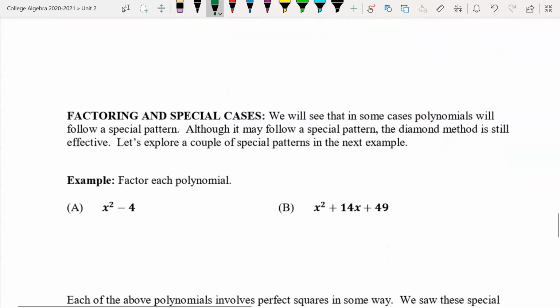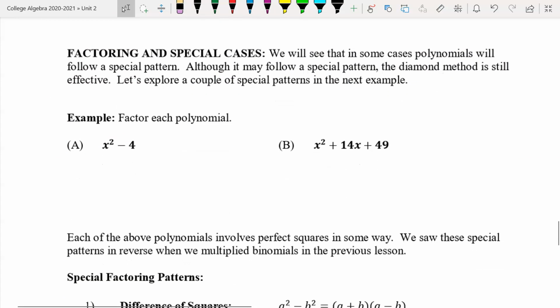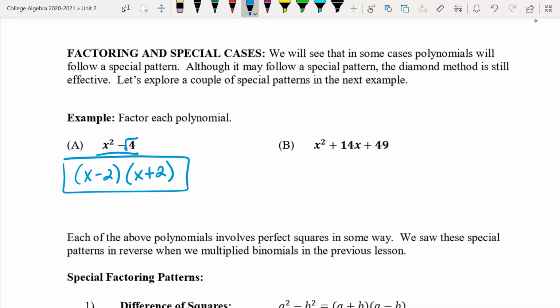All right, and now the last thing we get into is special cases. If you have something like this, notice there is no middle term. But if you square root both of these, they're both perfect squares. So what I would really focus on is the last number. What's the square root of 4? Well, that's 2. So if you have no middle term, that just means you use a plus and a minus sign. Another one to think about, you can list the factors of 49, 1 and 49, 7 and 7.